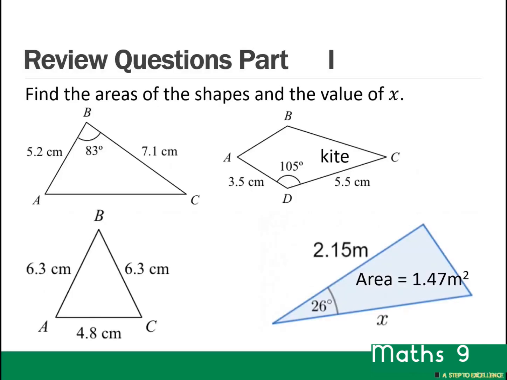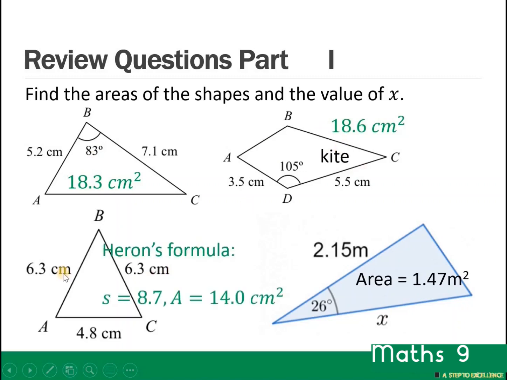Review questions part 1. Find the areas of the shapes and the value of x. Pause the video whilst you work them out. Here are the answers. This triangle has an area of 18.3 centimeters squared. This one is 18.6 centimeters squared. This one uses Heron's formula, S equals 8.7 and area equals 14.0 centimeters squared, and x is 3.12 meters.